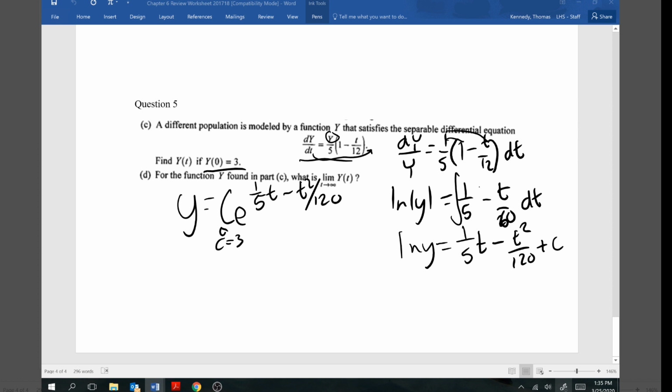Because if I plug in 0 for t, it's e to the 0. So when they give you zeros, it's usually way easier. Y equals 3 e to the 1/5 t minus t squared over 120.